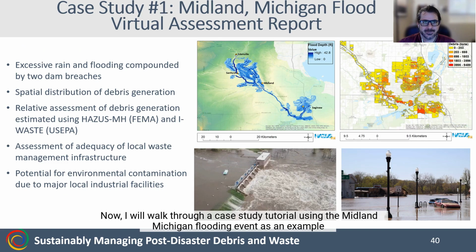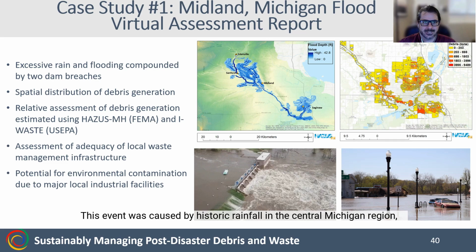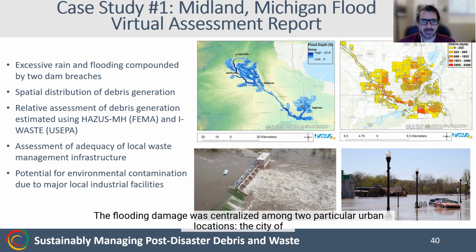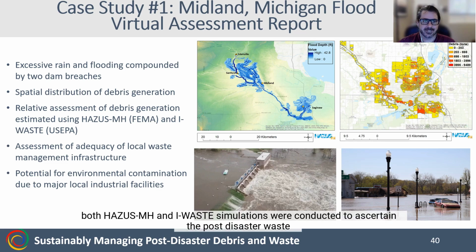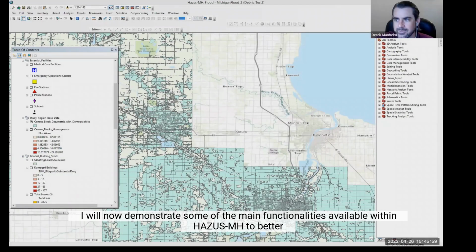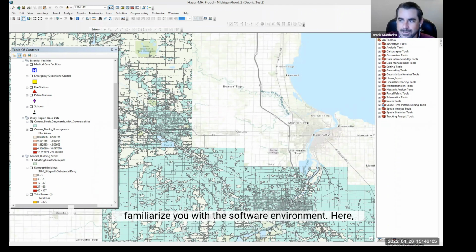Now I'll walk through a case study tutorial using the Midland, Michigan flooding event as an example of application of HAZUS-MH. This event was caused by historic rainfall in the central Michigan region, which was exacerbated by a succession of dam failures and breaches, resulting in catastrophic inundation and damage of both urban and rural areas located downstream. The flooding damage was centralized among two particular urban locations, the city of Midland and Saginaw. In this virtual assessment report, both HAZUS-MH and IOA simulations were conducted to ascertain the post-disaster waste material quantities and composition. I'll now demonstrate some of the main functionalities available within HAZUS-MH to better familiarize you with the software environment.